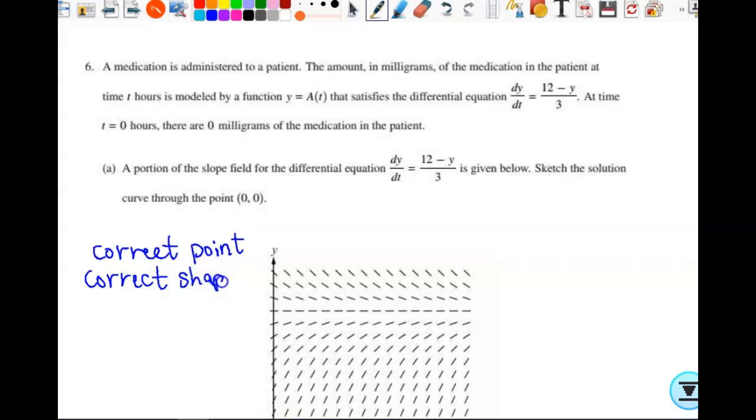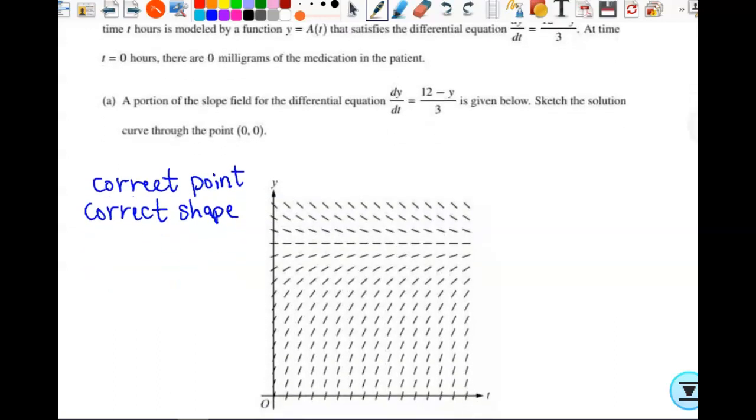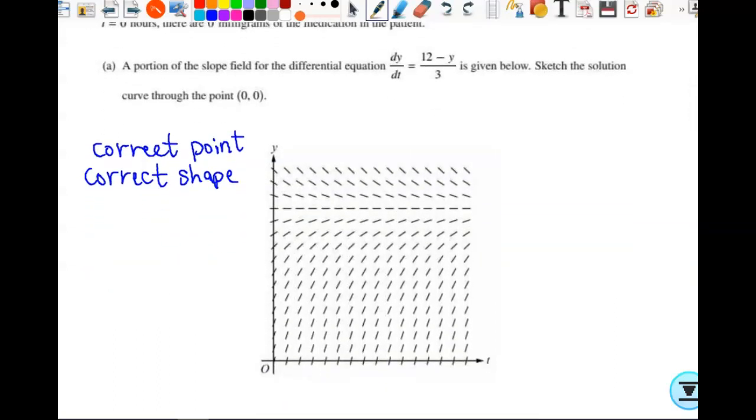There are 3 components they look for in the scoring of this. First of all, make sure you go through the right point. Find the point 0, 0. That's our origin here, so we know our curve needs to pass through that point. Then it needs to have the correct basic shape. Clearly, don't draw a piecewise linear function like some people try to do, and don't draw it clearly not linear. And then you want to extend through the entire slope field.